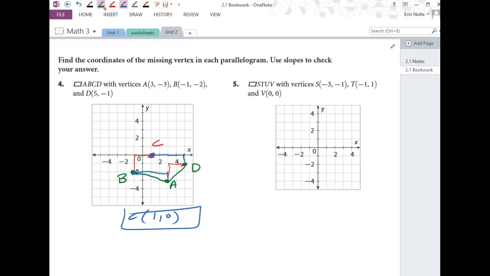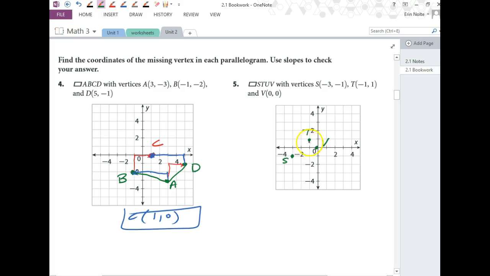Okay, let's try number 5. So same thing. I'm going to start with S. So S is -3 and -1. T is -1, 1. V is 0, 0. Okay, so we're going to find U, right?